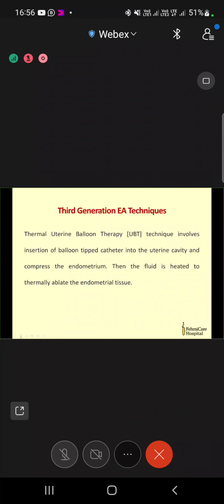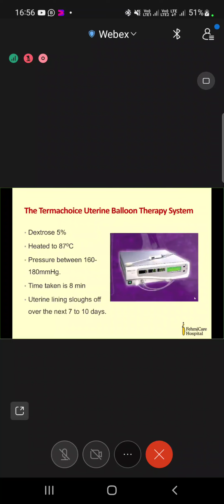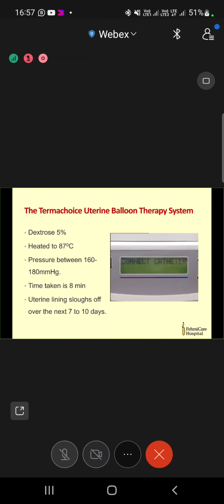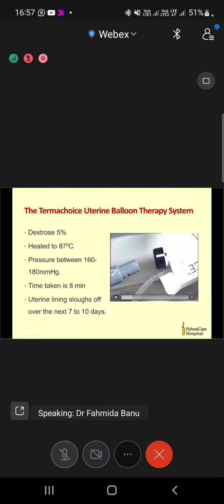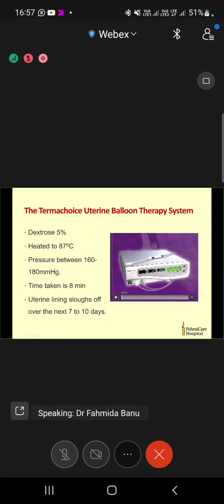A compact and portable system. So in this, the entire time taken is about 8 minutes. The fluid utilized is 5% dextrose. As we have discussed, all these procedures are instrument dependent, less operator dependent.